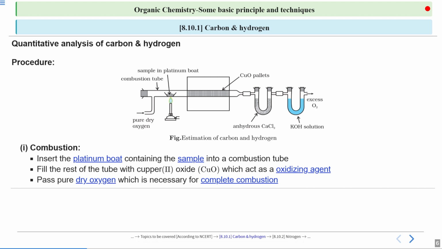Finally, we pass pure dry oxygen through the tube. This is necessary to make sure the combustion is complete. Without enough oxygen, some of the sample might not be burned fully, leading to inaccurate results. Remember, in any combustion reaction, a good supply of oxygen is key to converting all the elements in the sample to their oxidized form.